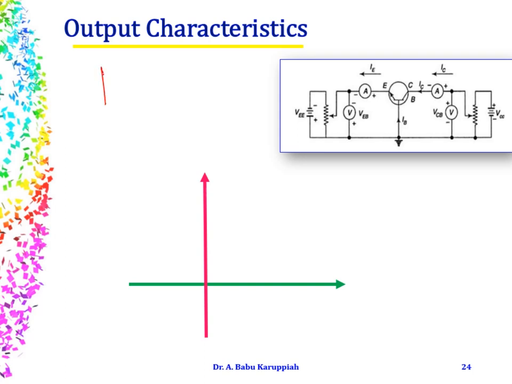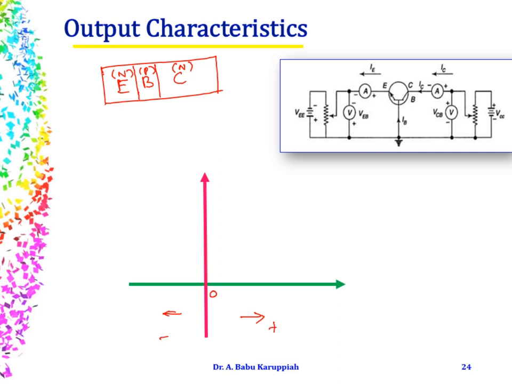Now we have three regions in a bipolar junction transistor: emitter, base, collector. This is N type, this is P type, and this is N type. For clarity, we have taken an NPN transistor. So this is the origin, and to the left side of the origin we have negative voltages. On to the right we have positive voltages, right?